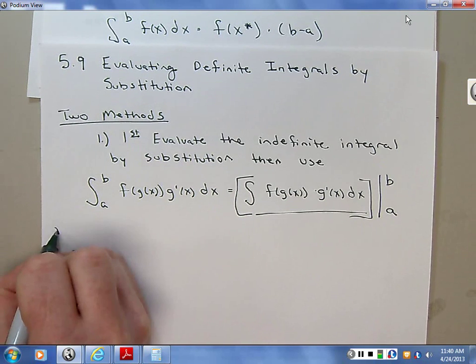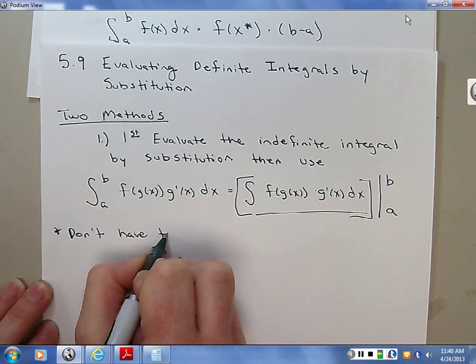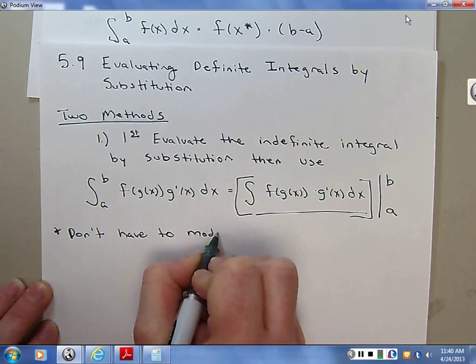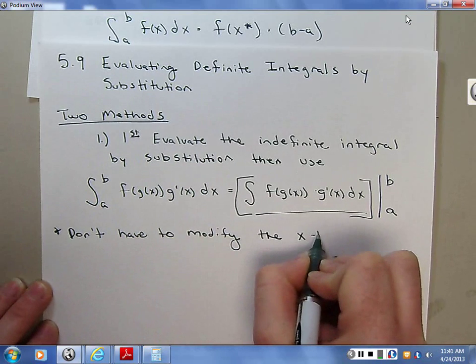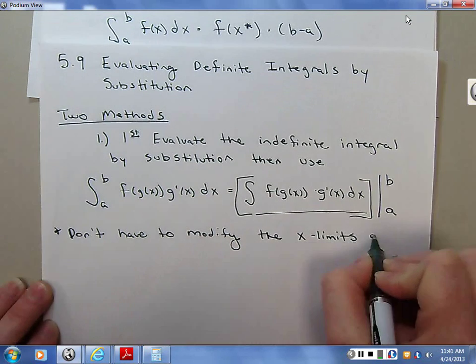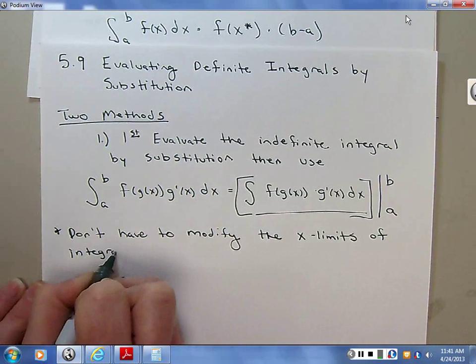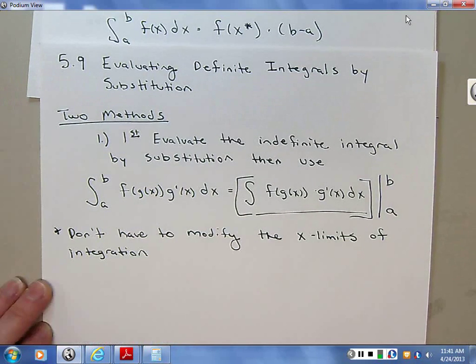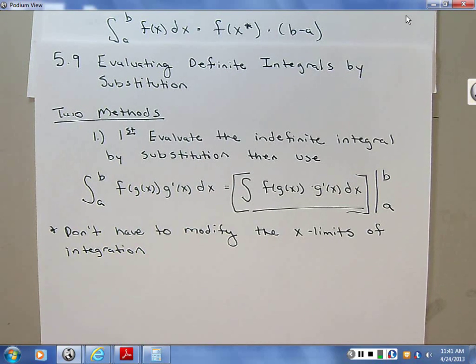So the key here is we don't have to modify the x limits of integration. Some students like this because they don't want to have to worry about changing the bounds. They don't want to have to worry about messing that up. They get their antiderivative in terms of x. They plug in their x upper bound minus their x lower bound, and they get an answer.